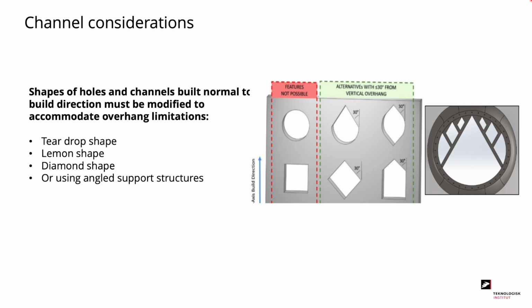When designing channels, there are some considerations that need to be made. Some of the features that are not possible are perfectly circular channels and square channels. Instead, you can work with teardrop-shaped channels, lemon-shaped channels, diamond-shaped channels, or using angle support structures. In general, the advised maximum overhang angle is 30 degrees.